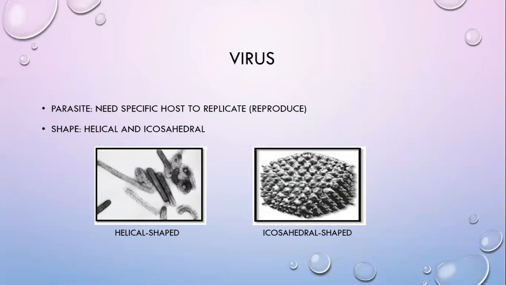For example, in early history HIV could infect only gorillas and primates, but when mutation occurred, it could infect humans like nowadays. Okay, the shapes that exist for viruses are the helical shape and the icosahedral shape. The helical shape is more flexible and icosahedral exists as a symmetrical shape of virus.